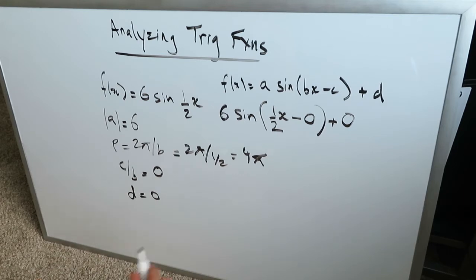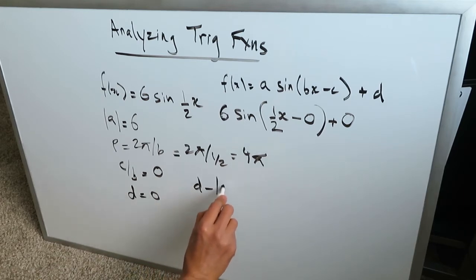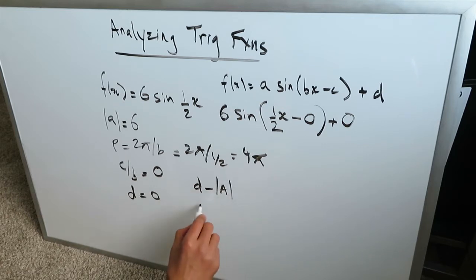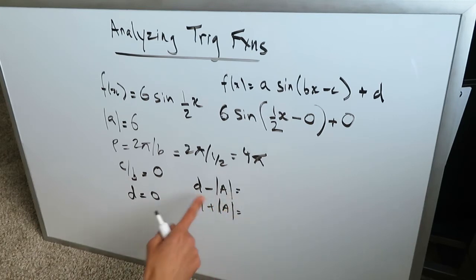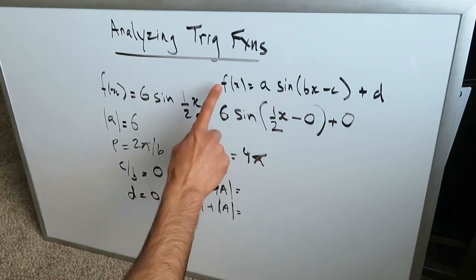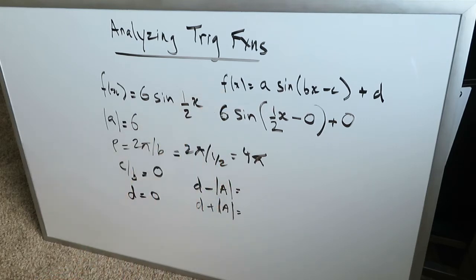How about that thing I mentioned before? The d minus the absolute value of a, which could be lowercase, and the d plus the absolute value of a. This will give you the highest and the lowest extent of the curve. Why is this important? Because this will give us our range. For each of these analyses, we also want to be looking at the domain and the range too. But let's look over here specifically.